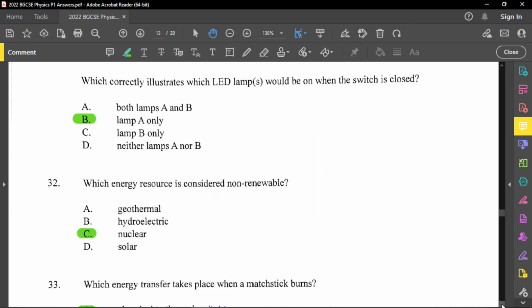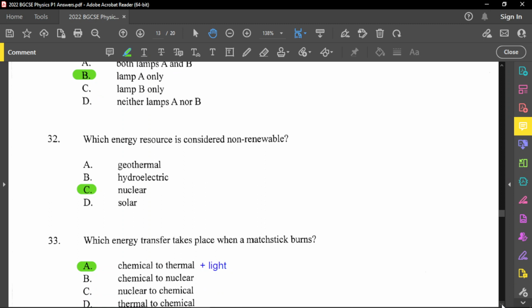For question number 32, it asks which energy resource is considered non-renewable. Right off the bat, it is nuclear. Nuclear energy is not renewable, but geothermal, which is heat from the earth, hydroelectric, which uses water to produce electricity, and solar, which is from the sun and is always there, are renewable. So nuclear energy is not renewable, or otherwise called non-renewable.